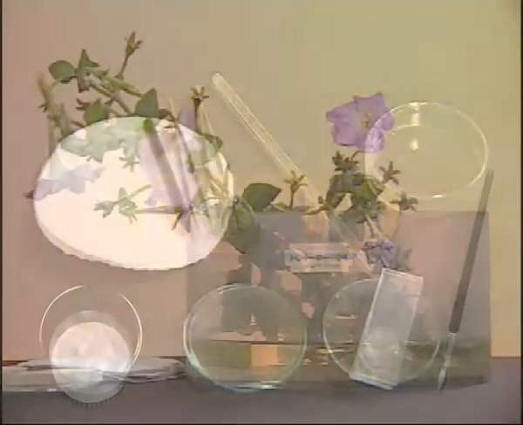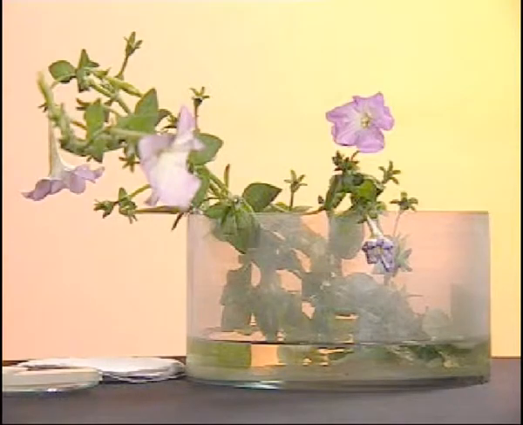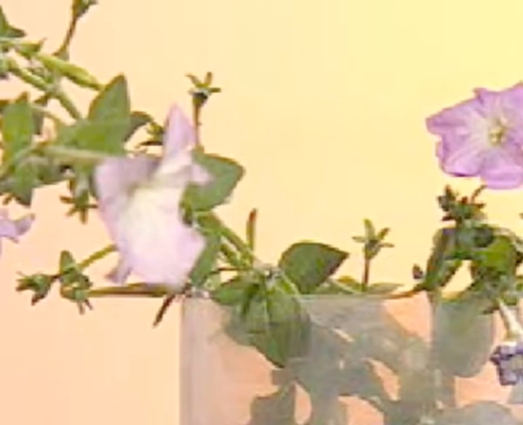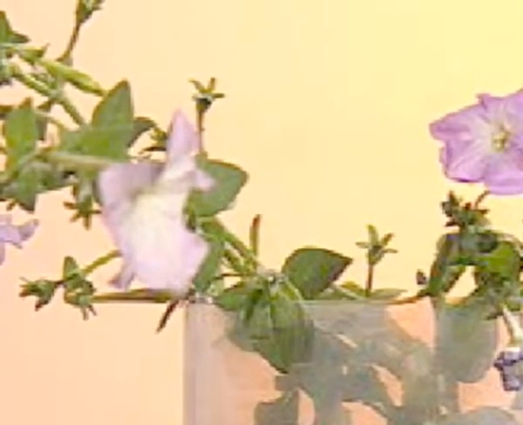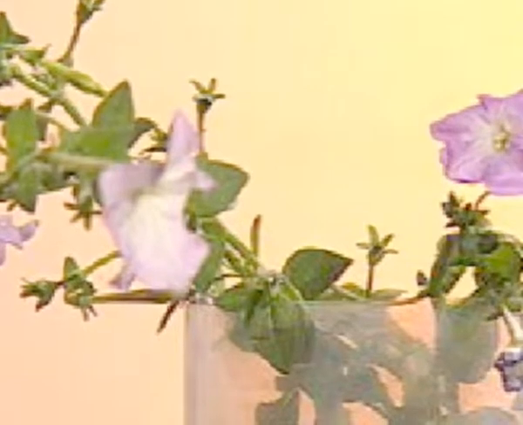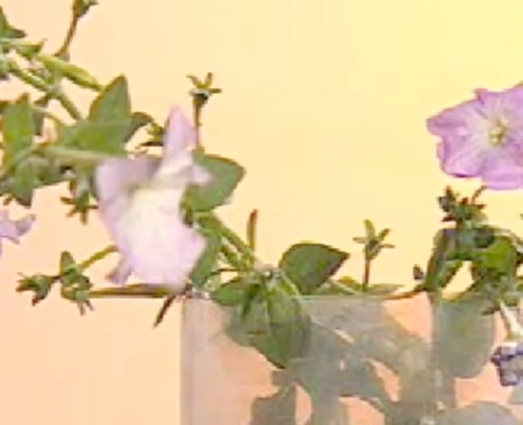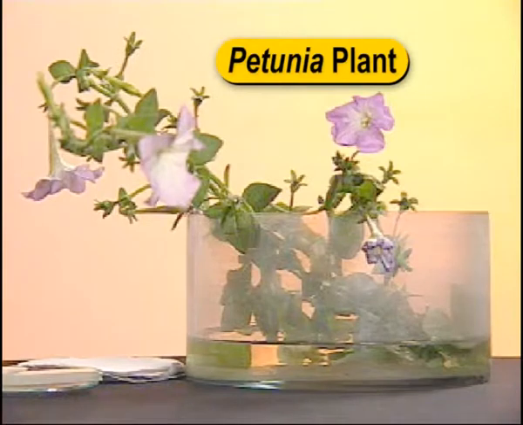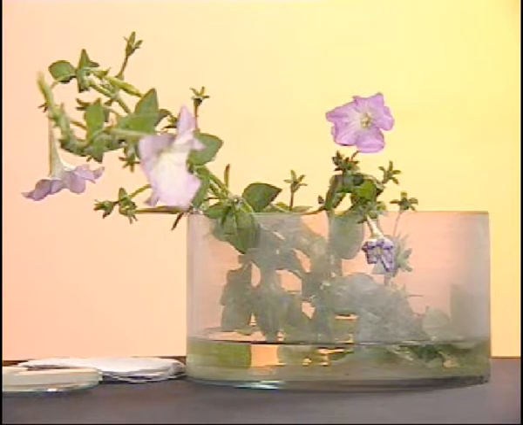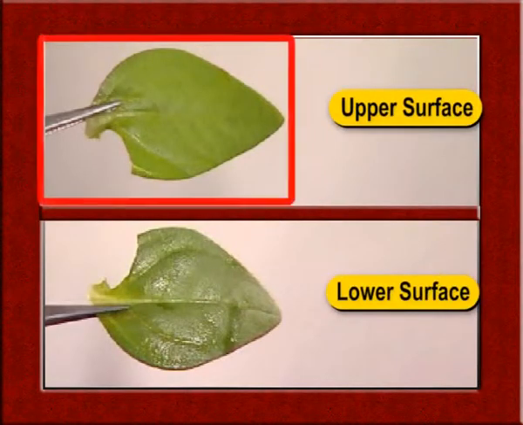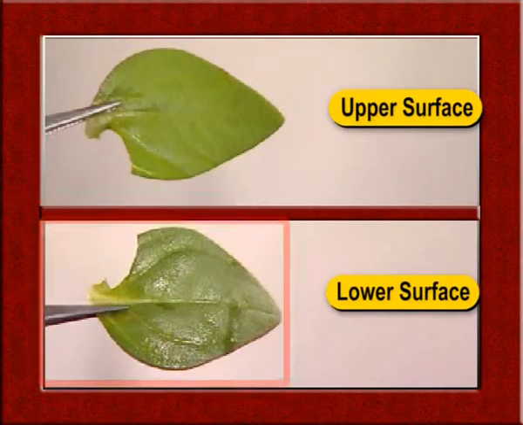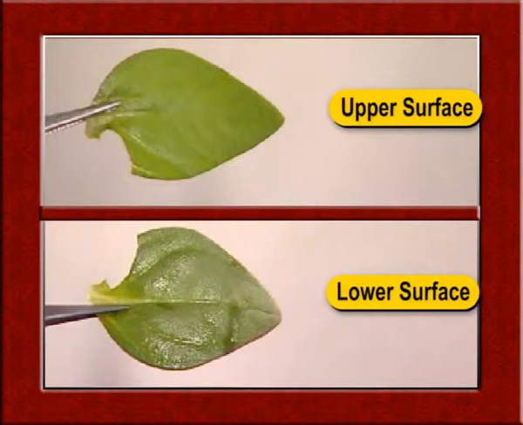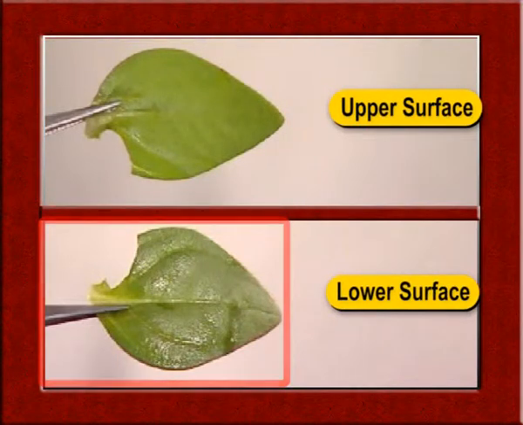Procedure. Let us start with taking out a thin peel from the surface of the leaf. Take a fresh and healthy leaf from a petunia plant. Identify the upper and lower surfaces of this leaf. These surfaces are quite distinct. This is the upper side and this is the lower side.